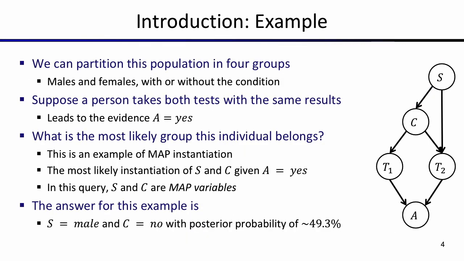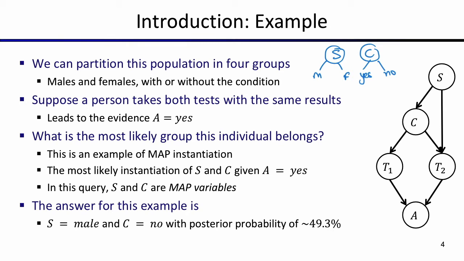Okay, in this example, we can think that we can partition the population into 4 groups. If we look at the variables S and C, that is sex and condition, we have males and females for sex, and yes and no for condition. So we have these 4 possible groups: males that have or do not have the condition, and females that have or do not have the condition.